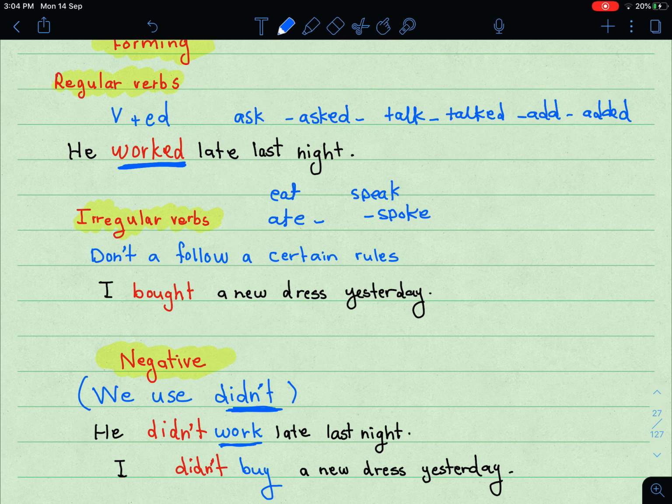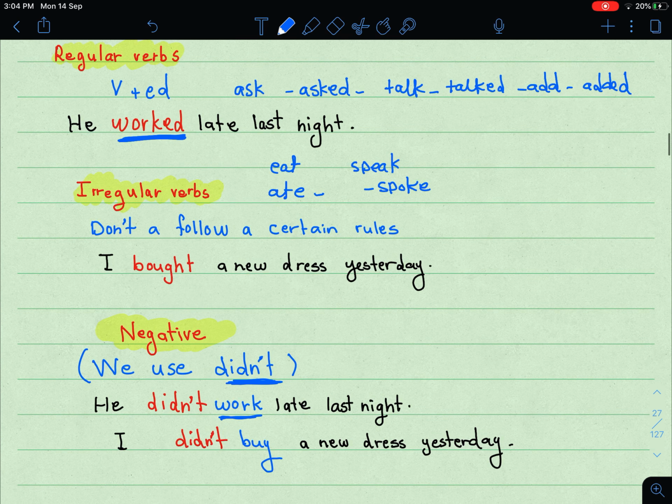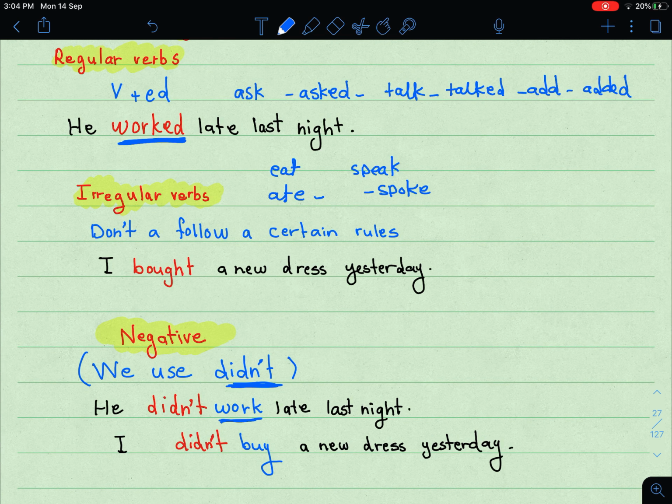Okay, break, broke. All of these are called irregular verbs, أفعال غير منتظمة. For example, I bought a new dress yesterday. So the verb bought originally is buy and the past form is bought. So bought is اللي هي اشترى، فعل غير منتظم في الماضي. Okay, so this is pretty much easy، جدا سهل.